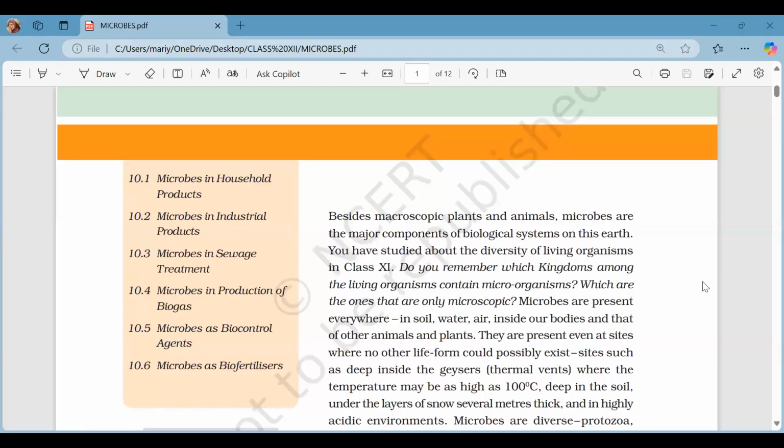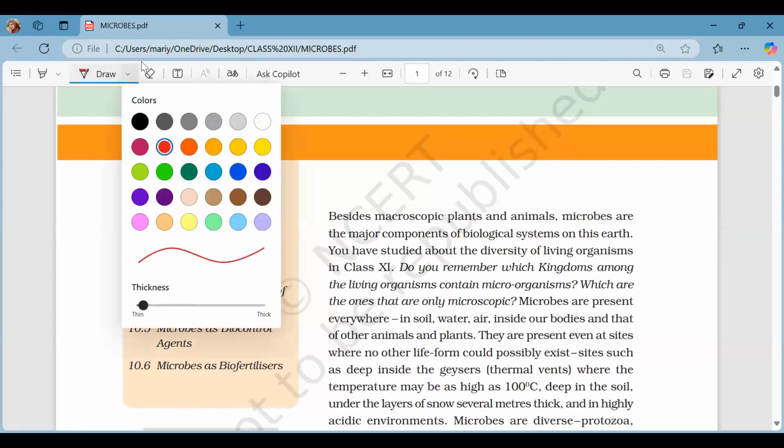Okay, so today we're going to do microbes in human welfare. The notes I will give you later. First, I'll try to complete the chapter. Now see, this chapter is a very nice, easy breezy chapter.